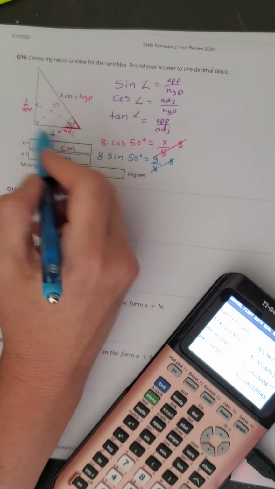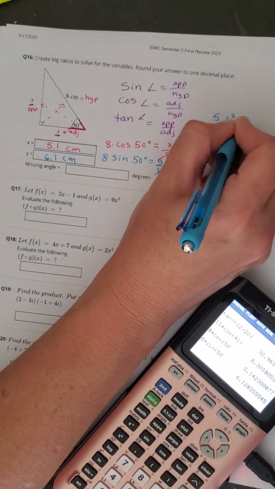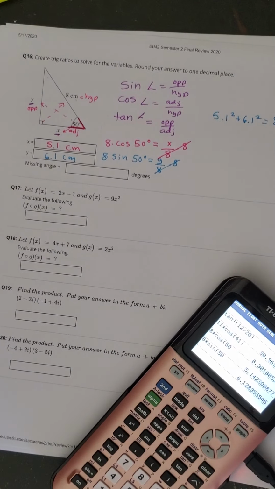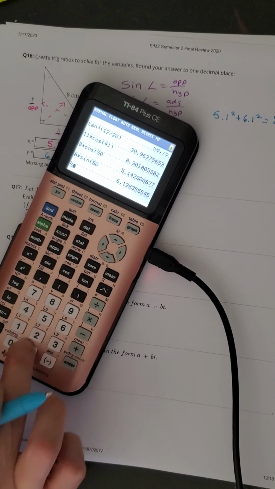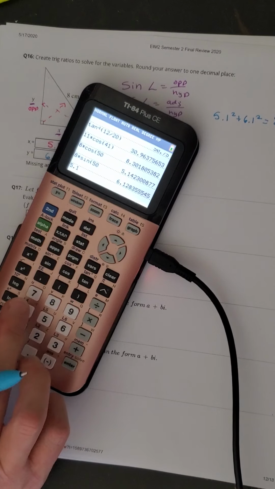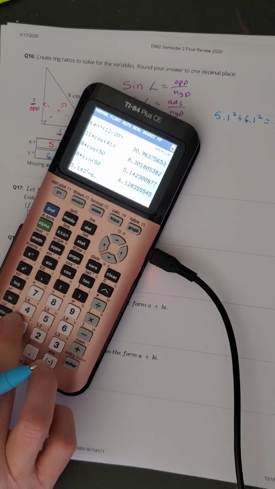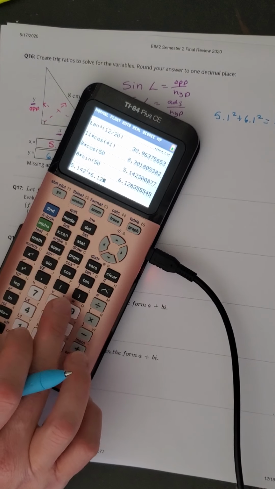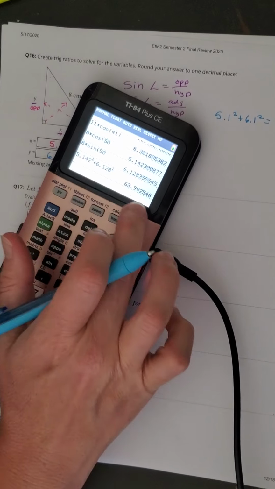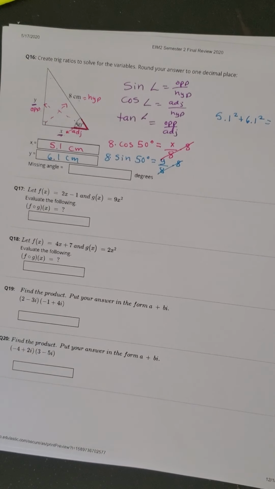Now, here's a nifty thing. You could check this using the Pythagorean theorem, right? We could say 5.1 squared plus 6.1 squared should equal 8 squared, and check it. So for 5.1, I'm going to go a little further so we get a little bit more accurate answer. 5.142 squared plus 6.128 squared equals almost exactly 8 squared, which is 64. So you can check your work.